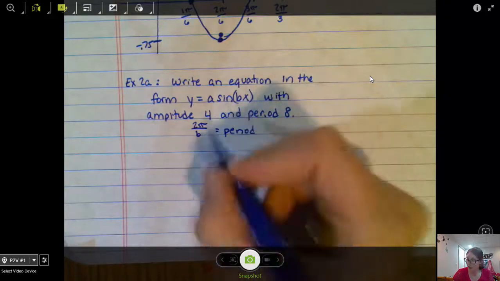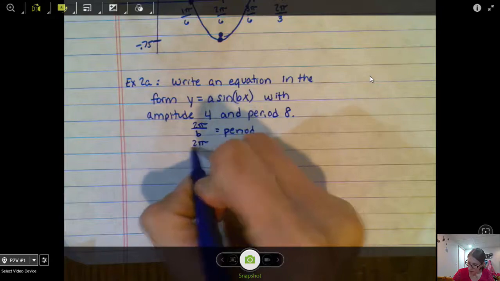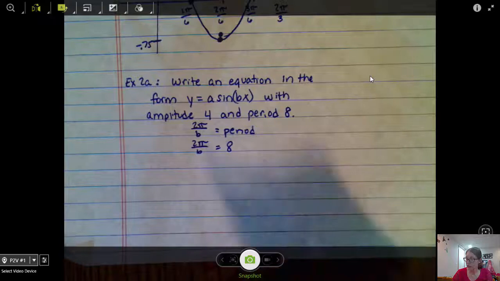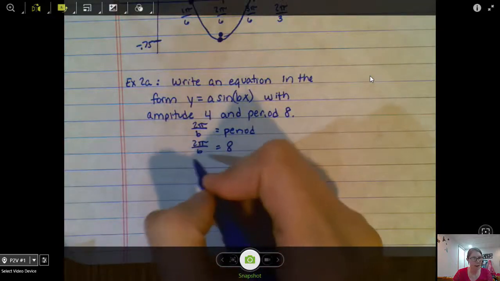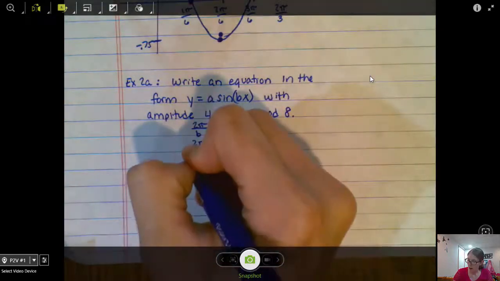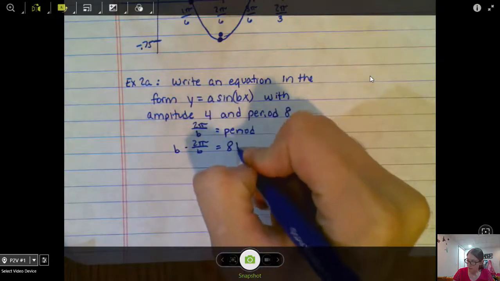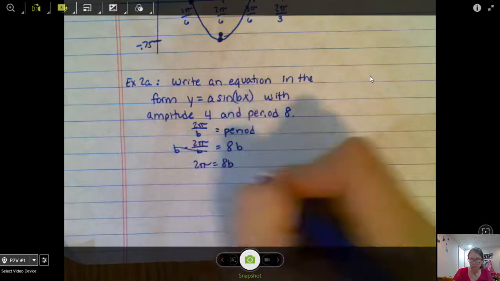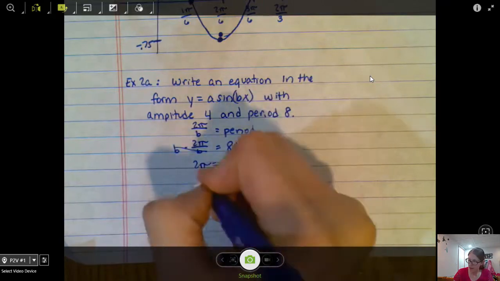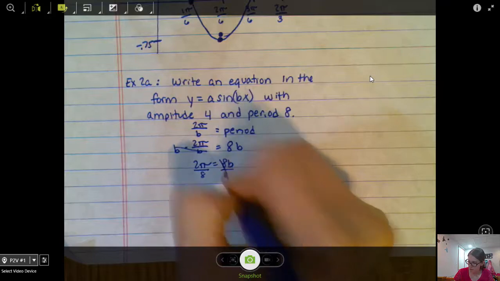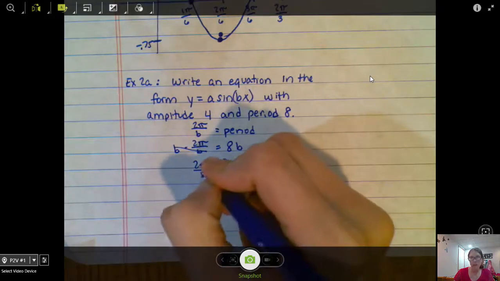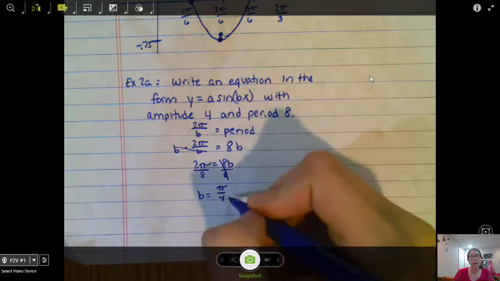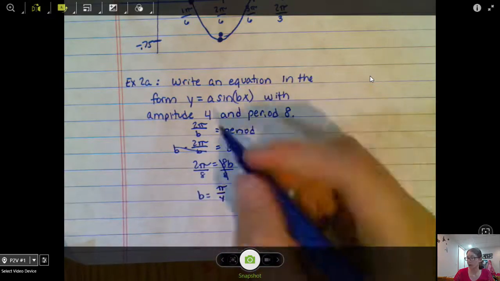Well, we want the period to be 8. So 2 pi over b equals 8. And to solve this equation now, it's not too bad. I don't really like the fact that there's a fraction here. I multiply both sides by b, and then divide by 8. And that gives us 2 pi over 8, which is pi over 4. And that pi over 4 is what goes in our equation.